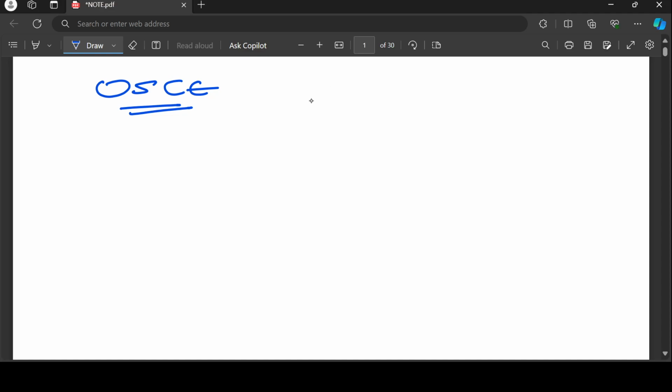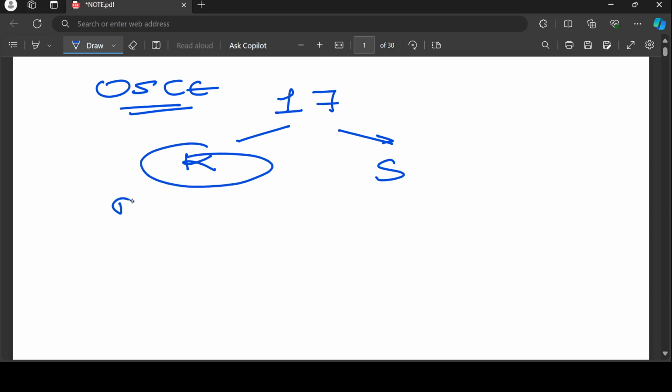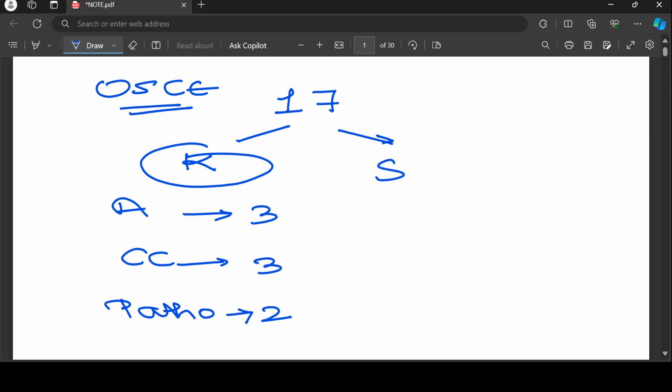Okay. In total, we have 17 stations divided into knowledge and skills. Knowledge is going to be 3 stations, which comprise anatomy, critical care, and pathology. In anatomy, 3 stations; critical care, 3 stations; pathology, 2 stations. So the major chunk is devoted to anatomy and critical care. 2 stations are of pathology. Yes, you have to give it importance, but your main focus should be on these first 2 subjects because they will be very scoring for you.